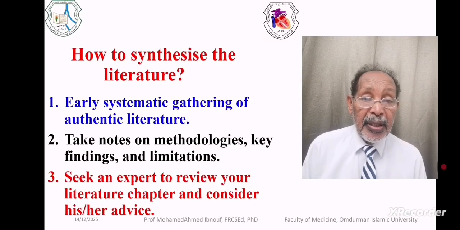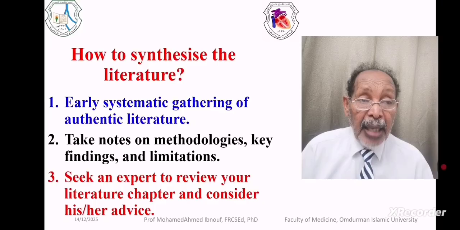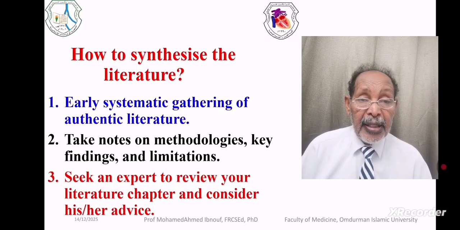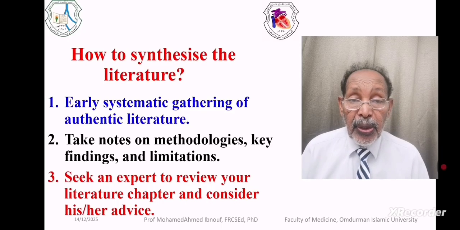Now, how to synthesize the literature? First, systematic gathering, as I said, by a PRISMA flowchart, of authentic literature from authentic databases, not to just go and search the internet. You might get some articles from predatory journals, from fake journals. These are very dangerous for the researcher. It gives a very bad reputation.